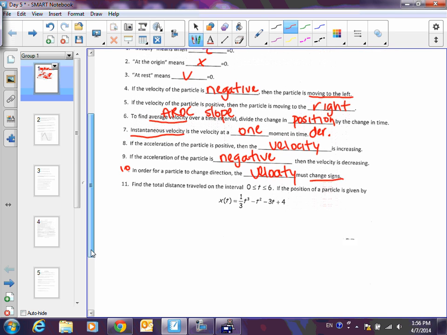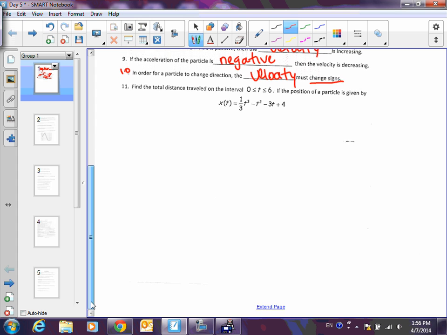Okay, so let's look at this one. Find the total distance traveled. Now, I'm going to talk a little bit about the longer way to do this, if you don't have a calculator, and then I'm going to talk about the shortcut with the calculator, okay? So to find total distance traveled, we can't just look at position. We have to really look at velocity.